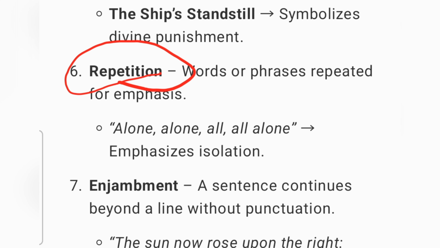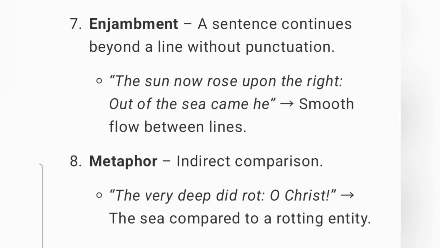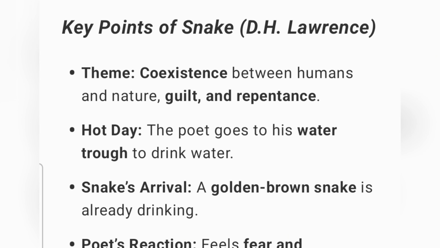Now, repetition: alone, alone, all, all alone, emphasizes isolation. Enjambment: the sun now rose upon the right, out of the sea came he. The very deep did rot, O Christ. The sea is compared to a rotting entity.